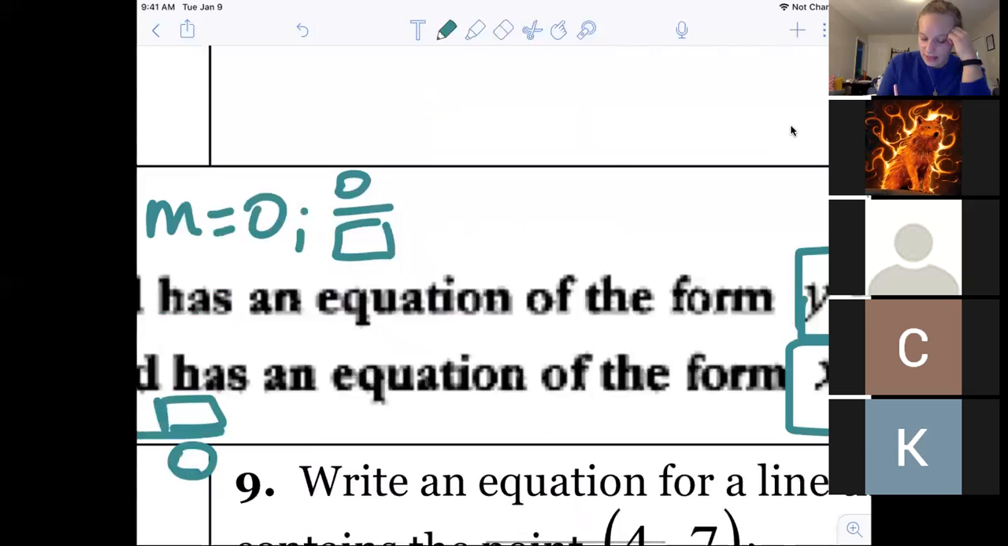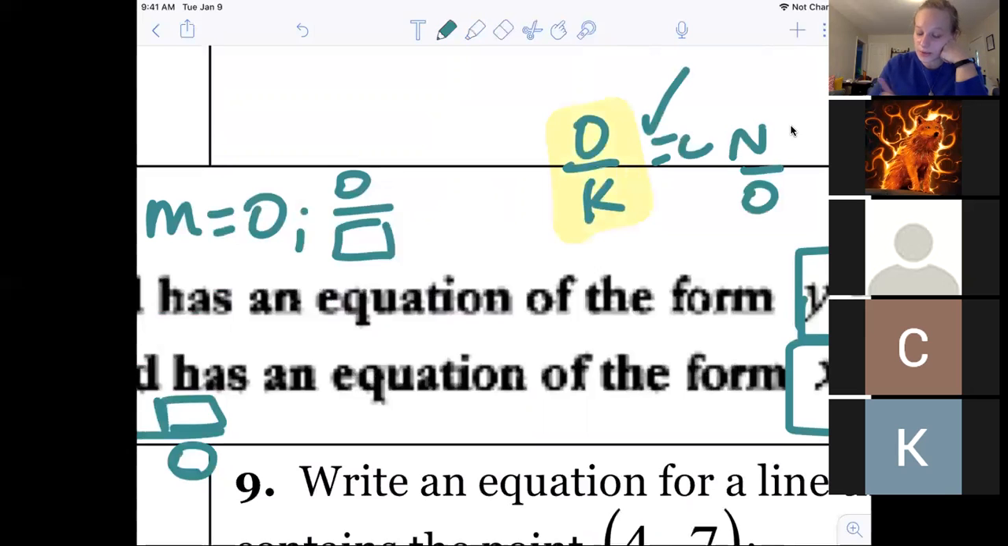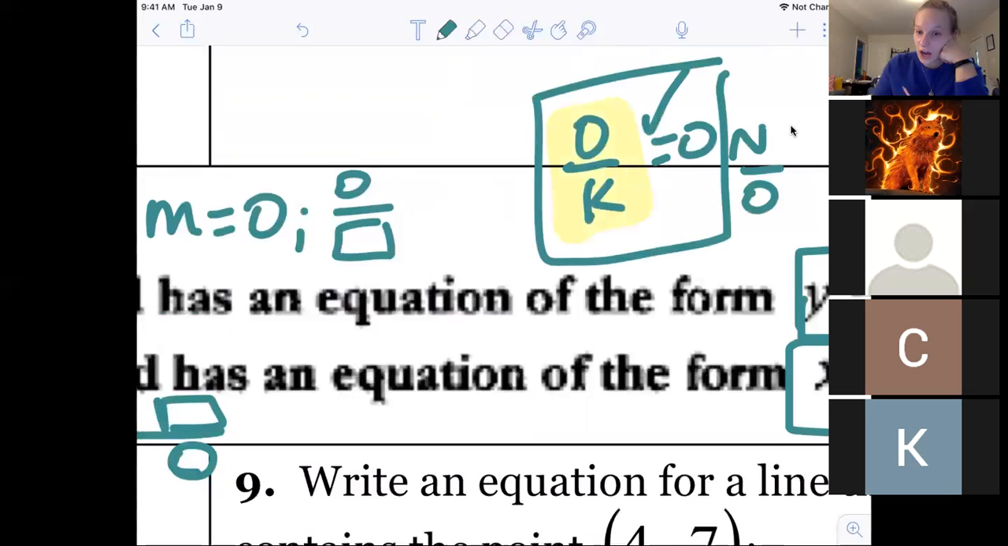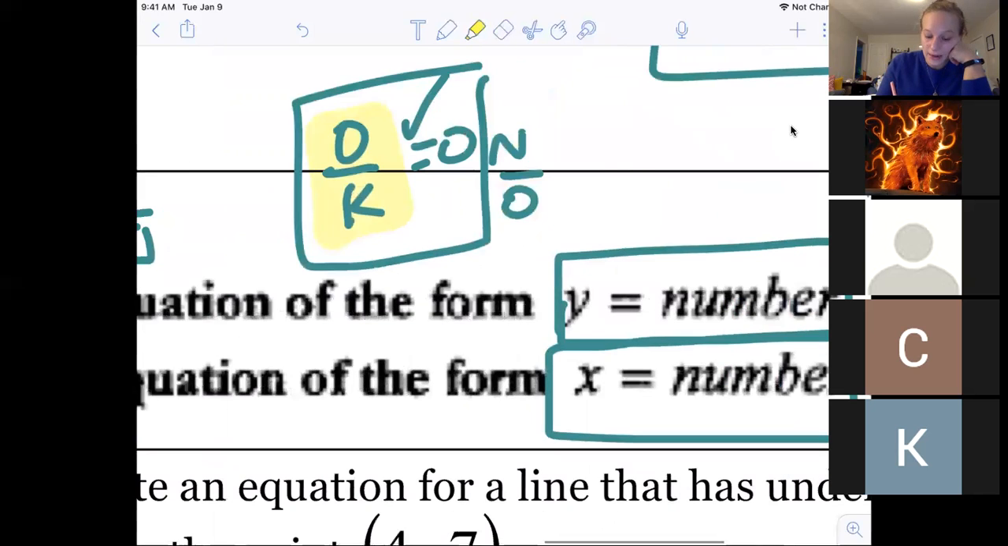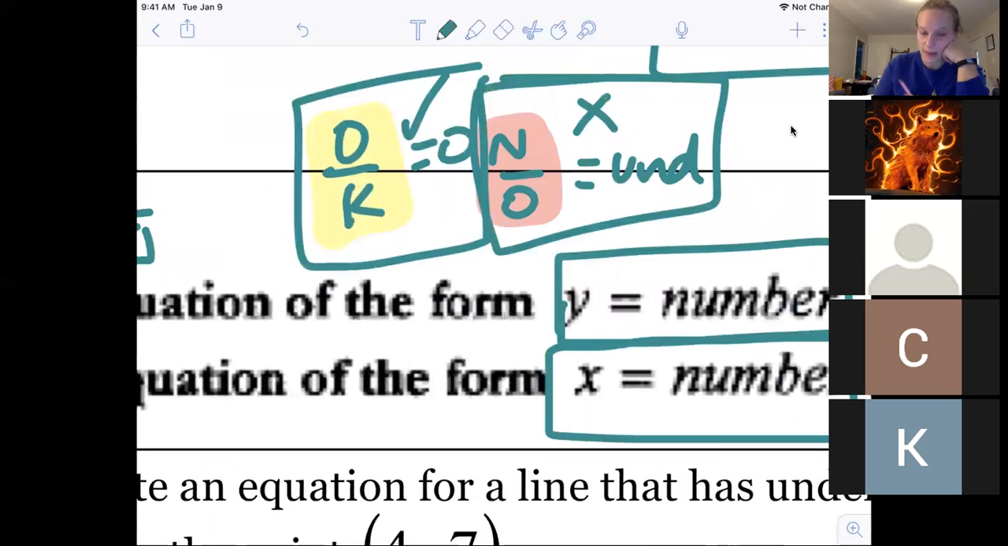Have you guys ever seen this where it goes OK and then NO? OK means that it's a 0 on top. So when it's a 0 on top, it's OK, it's good. My slope there equals 0. If it's an NO, that means 0's on the bottom. And that is not good. That means it's an undefined slope. That is bad. You cannot have 0 in the denominator.